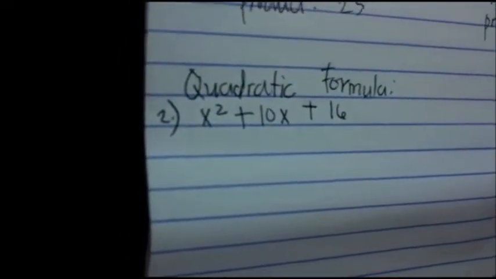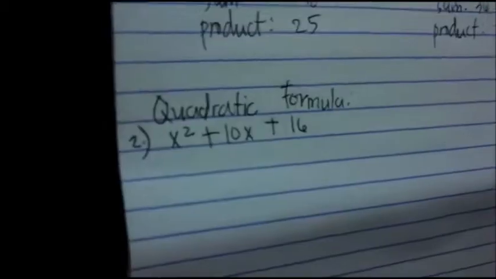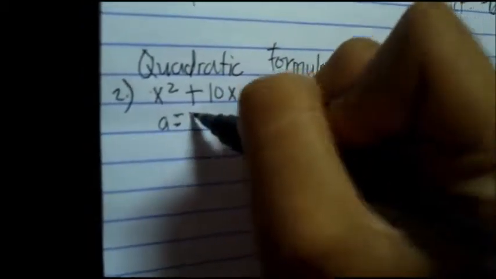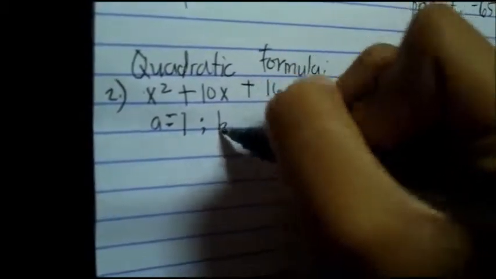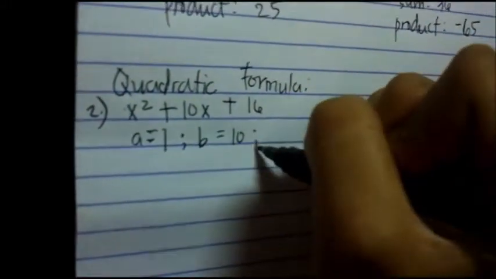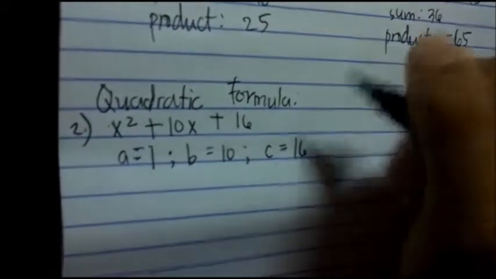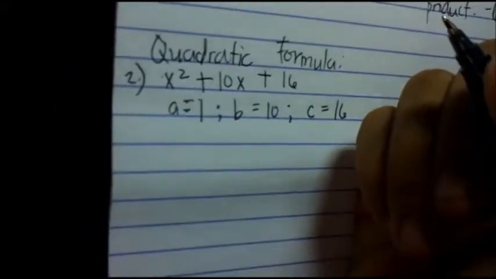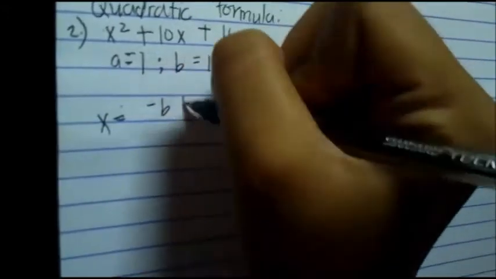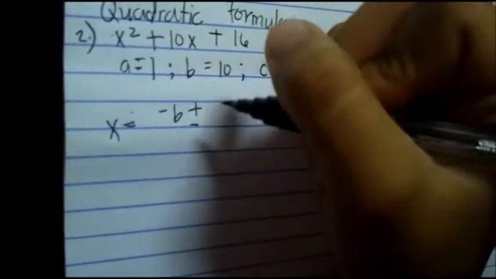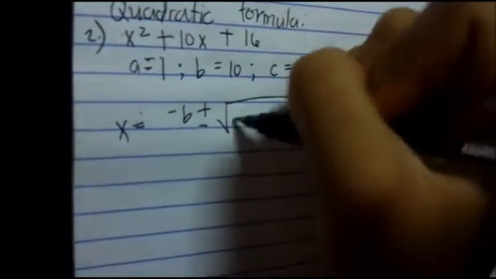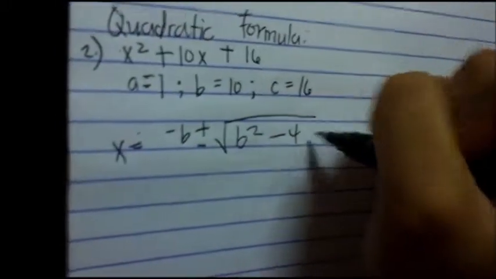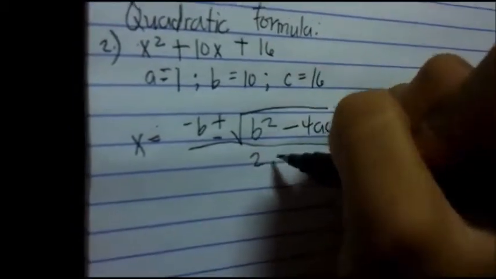Second example is x squared plus 10x plus 16. Then for the a is equal to 1. Then for the b is 10. Then for the c is 16. So let's use the quadratic formula. So x is equal to negative b plus or minus the square root of b squared minus 4ac over 2a.